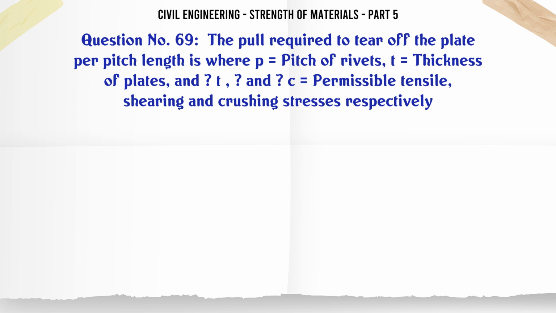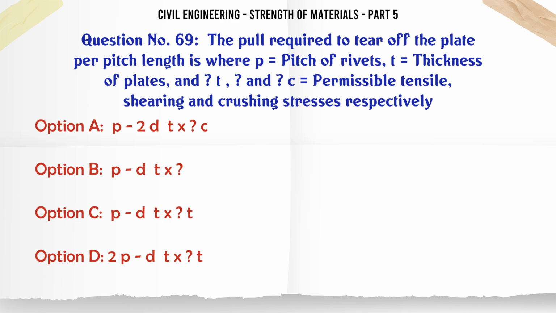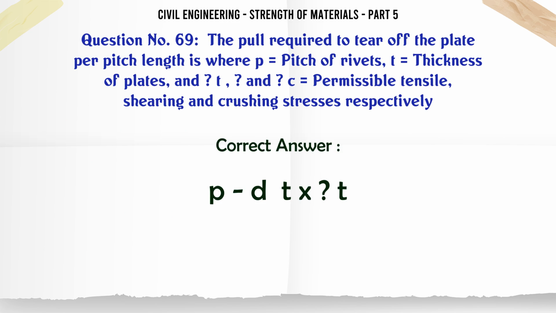The pull required to tear off the plate per pitch length is, where P is the pitch of rivets, t is the thickness of plates, and σt, τ and σc are the permissible tensile, shearing and crushing stresses respectively. A. (P - 2d)t σc, B. (P - d)t σt, C. (P - d)t σt, D. 2(P - d)t σt. The correct answer is (P - d)t σt.